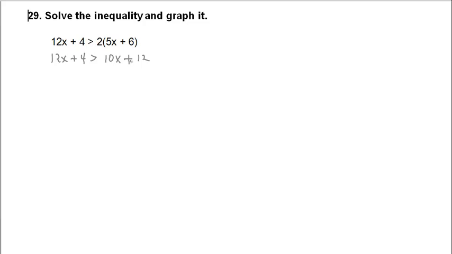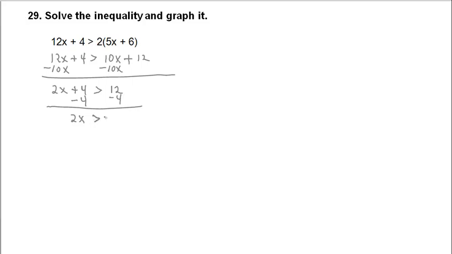So we're going to isolate our variable, and I'm going to do it on the left hand side. So I'm going to subtract 10x from both sides, and that gives me 2x plus 4 is greater than 12. Again, I'm going to finish isolating by subtracting 4 from both sides, and that gives me 2x is greater than 8. And solving for x, I divide both sides by 2, so x is greater than 4.